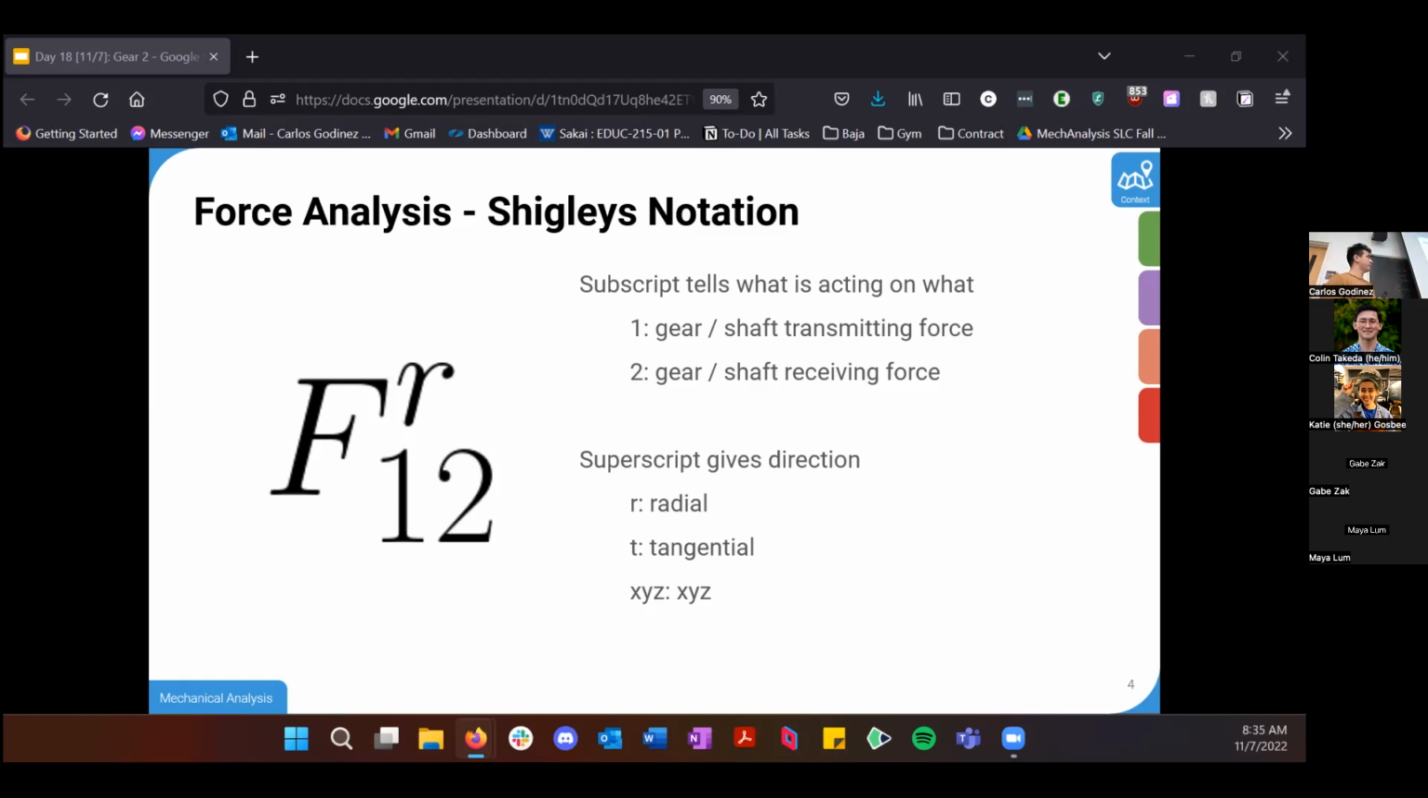The superscript gives the direction of how the force is being applied. When doing gear analysis, there are two most important ones: radial, meaning in the direction of the center of rotation, and tangential. Tangential is the really important one because that's how you transmit power. And then X, Y, Z are still common as well, depending on your coordinate system.